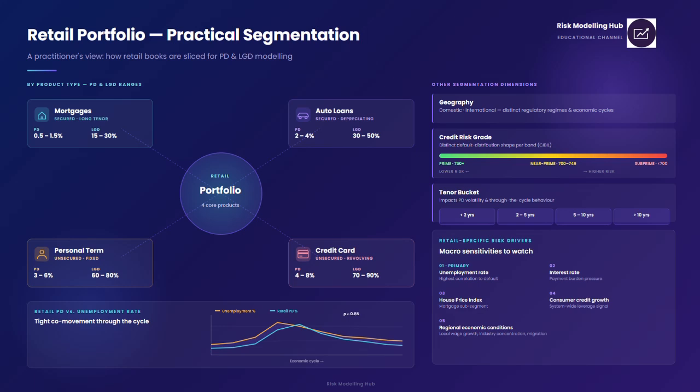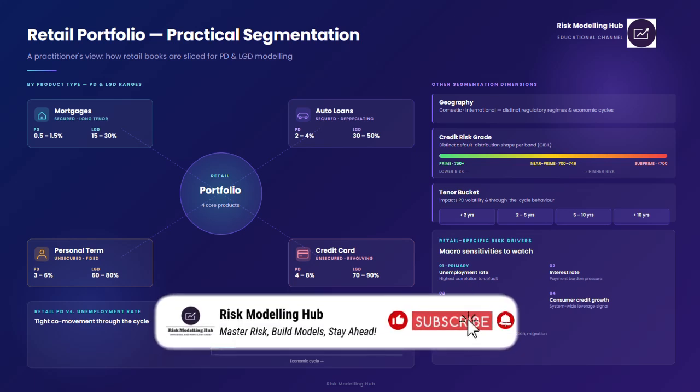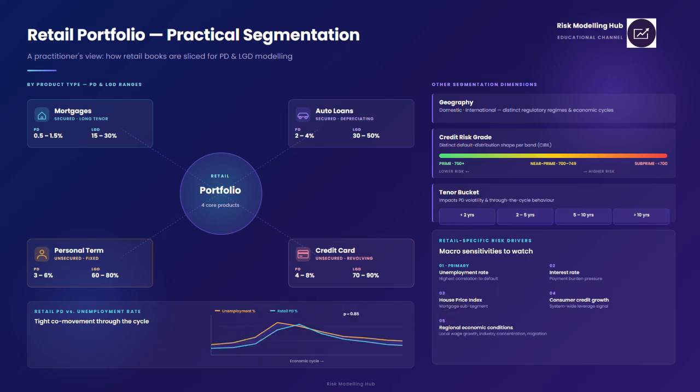Auto loans, they are secured with depreciation risk, showing PD of 2 to 4% and a higher LGD of 30 to 50% since vehicles lose their value quickly. Personal term loans, they are unsecured and fixed term, carrying PD of 3 to 6% and a high LGD of 60 to 80% due to lack of collateral. Credit cards are unsecured and revolving, showing the highest PD of 4 to 8% and LGD of 70 to 90% because they are typically last in the recovery waterfall.